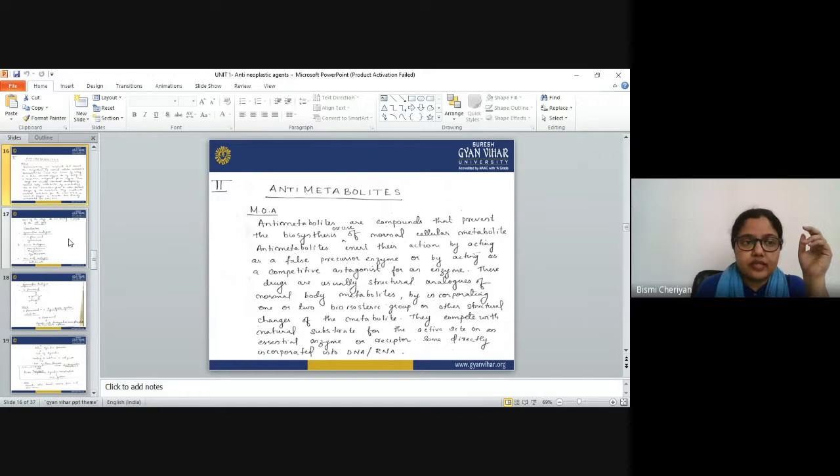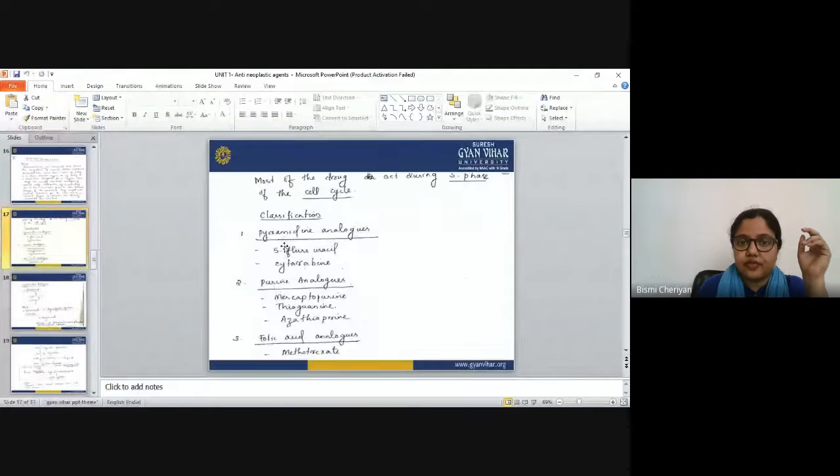Okay, so let's see the classification we have seen. These antimetabolites are classified into three categories: pyrimidine analogs, purine analogs, and folic acid analogs. An example of the pyrimidine analog is 5-fluorouracil and cytarabine. Examples of purine analogs are mercaptopurine, thioguanine, azathioprine.